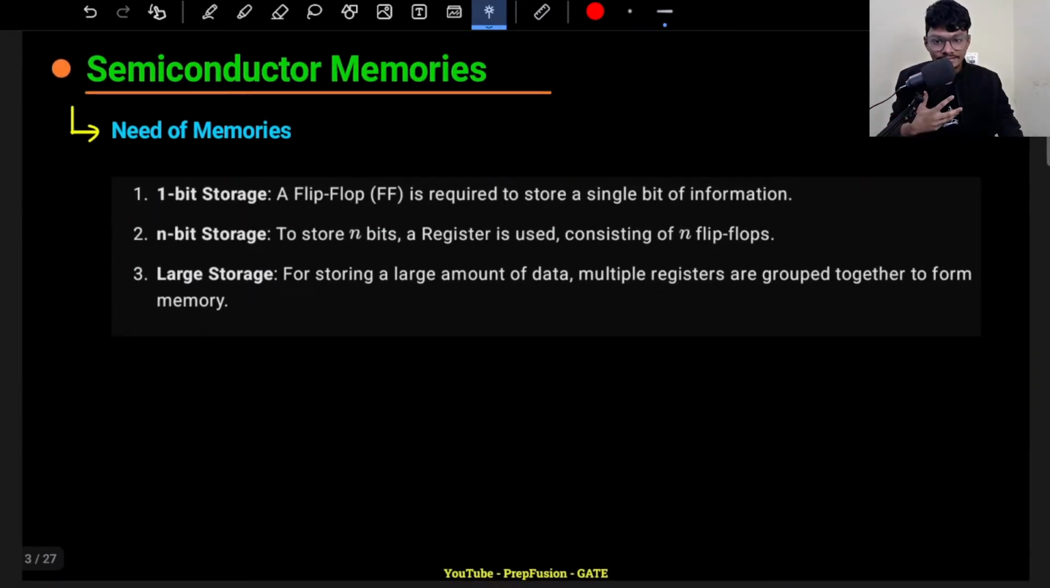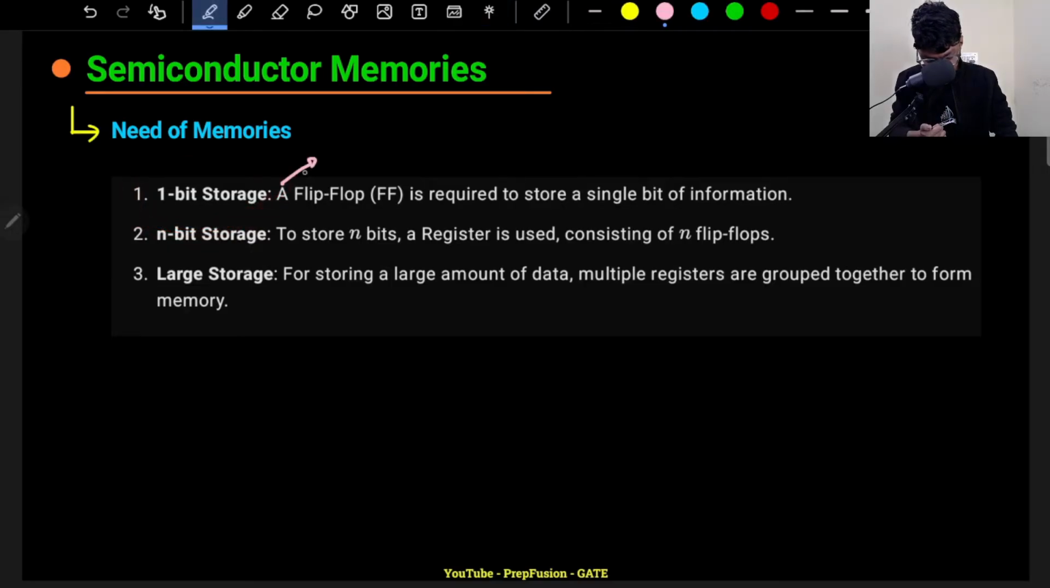In memories, there are a few basic terminologies. The first term is 1 bit storage. What is a bit? A bit means 0 or 1. Whatever we store in a computer, and you have already studied digital electronics, is stored in bits, zeros and ones. That is what we'll do here as well.